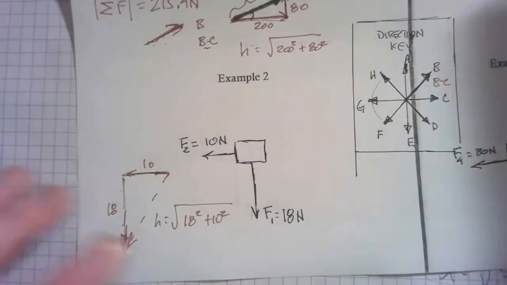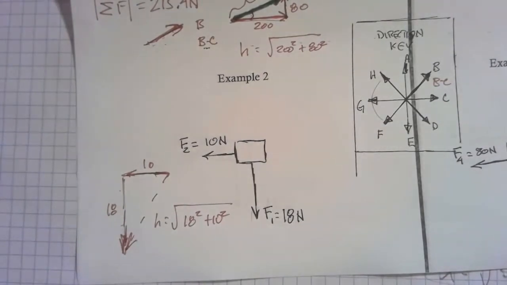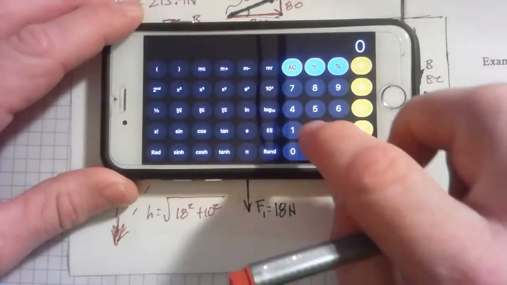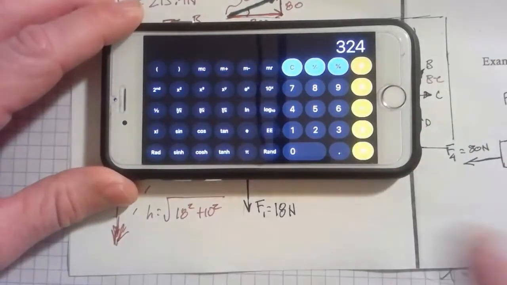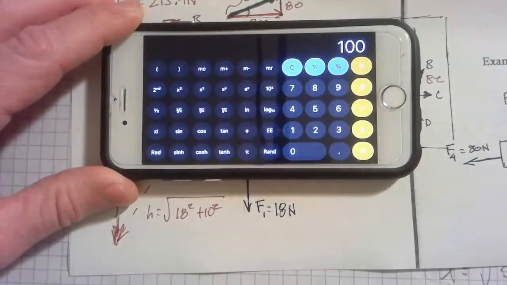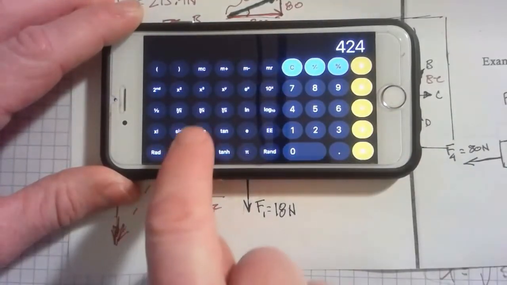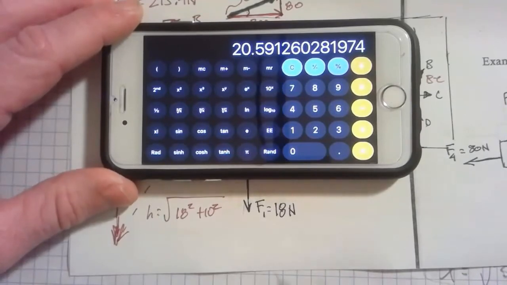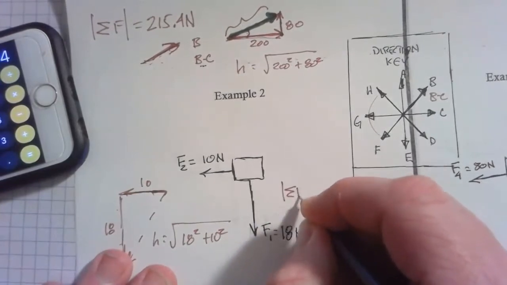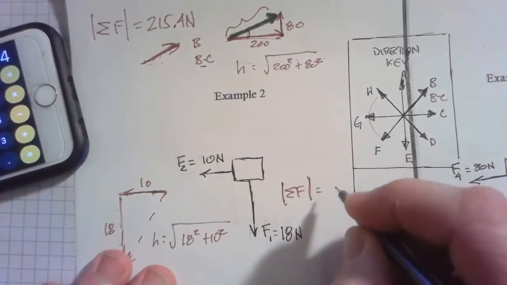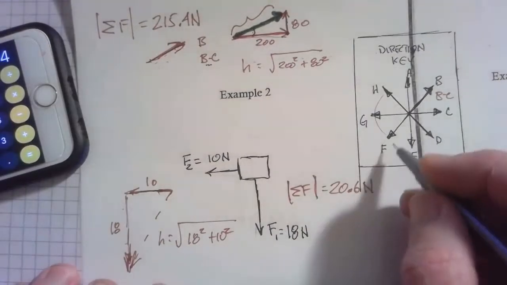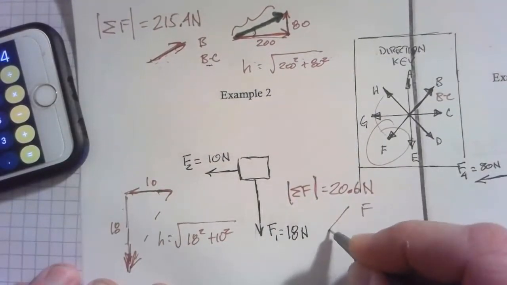I'll do it on this calculator just to remind you how to do it. I would do 18 squared plus 10 squared, get an answer, and then take the square root. That's the button underneath there. 20.6. And what you would write is that the magnitude of the net force is 20.6 newtons. And for the direction, we'll say direction F. Or if you want to draw the arrow, it's down that way. That's fine.